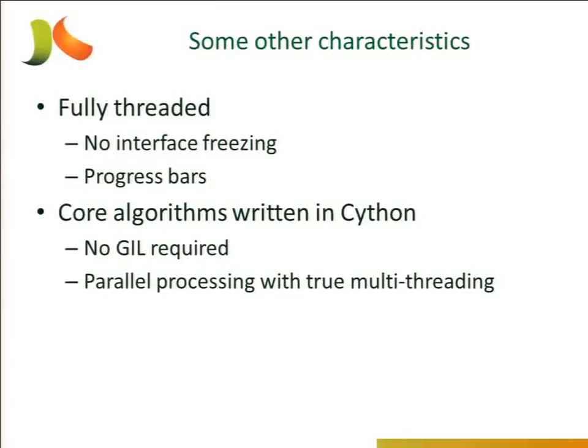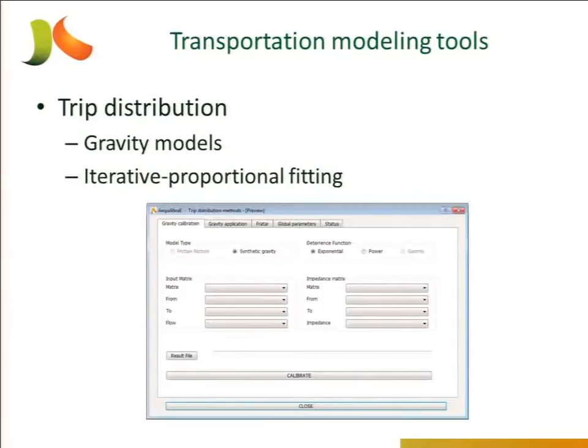So I had to do it fully threaded so it doesn't freeze, with nice progress bars, and do it in Cython so I can release the GIL and do everything fully in parallel. Some algorithms have really high memory consumption, so using actual shared memory is necessary if you want to run efficiently.